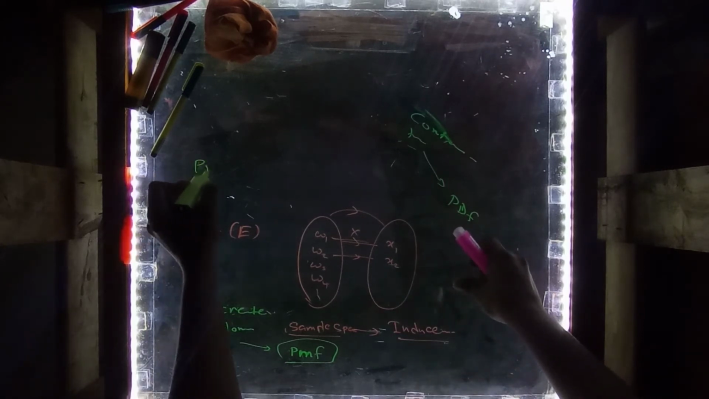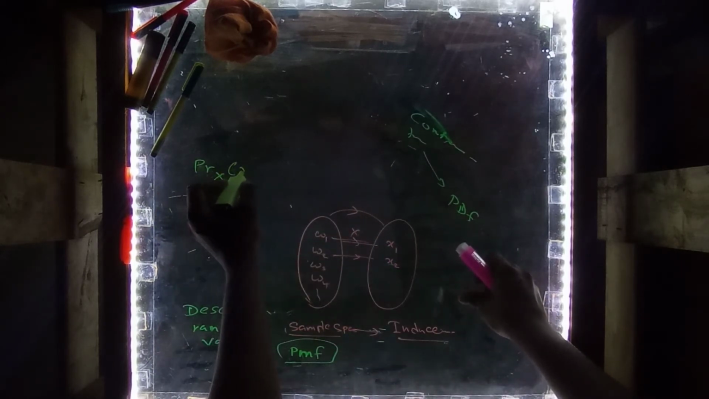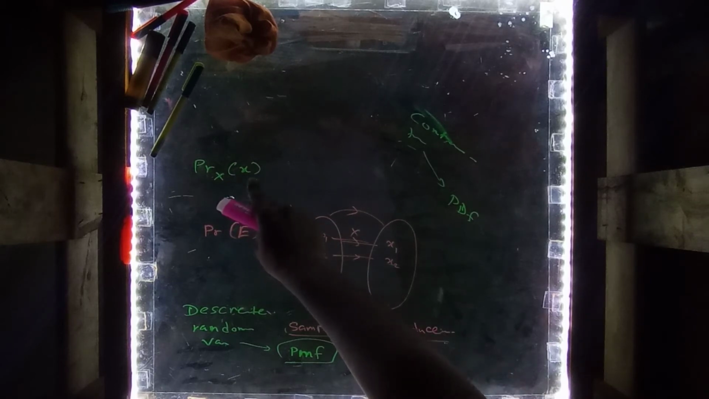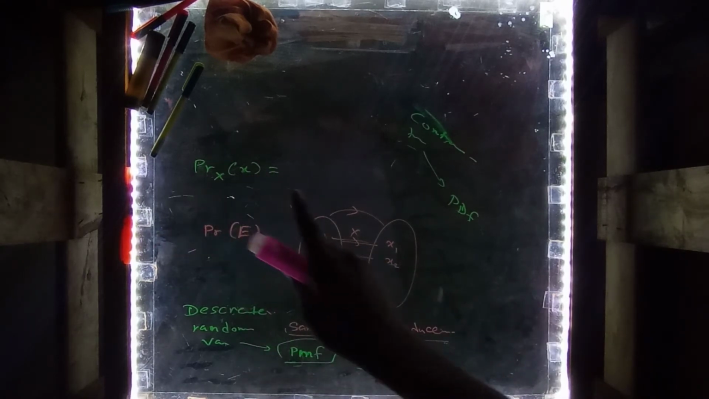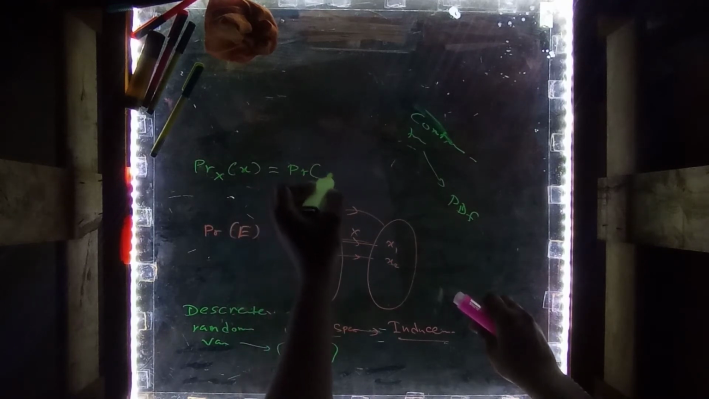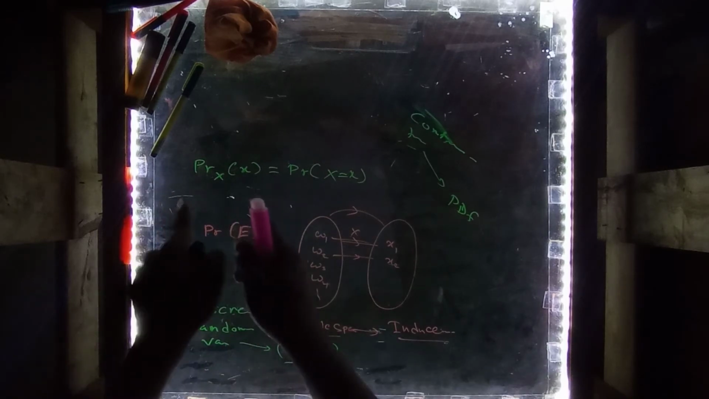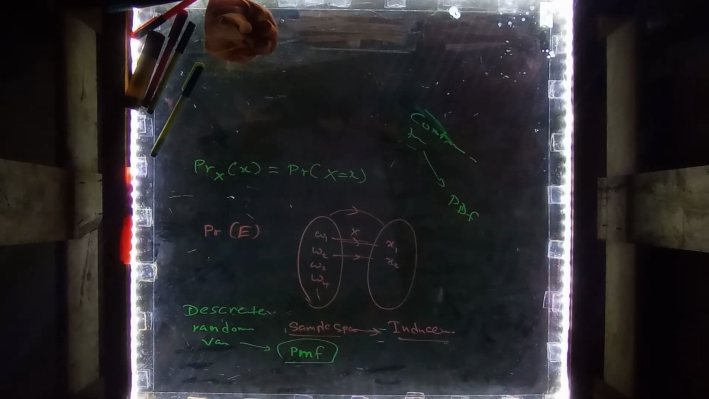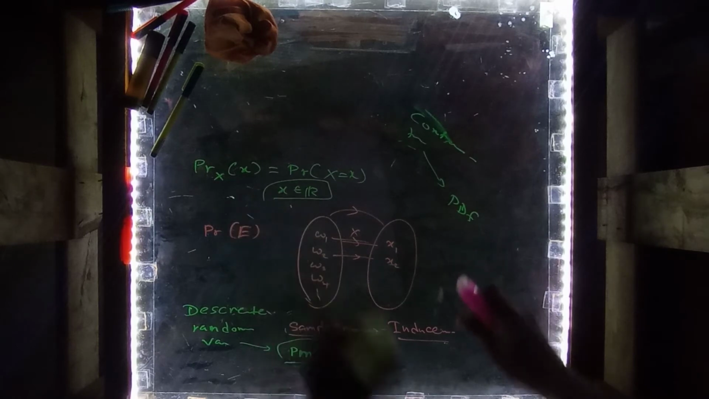So the probability of the random variable, this is the induced sample space inside of this parenthesis. We can say that the same thing can be rewritten another way: probability of X equals little x. It doesn't matter whether you use this one or this one, both have the same meaning. And x is an element of the real numbers.